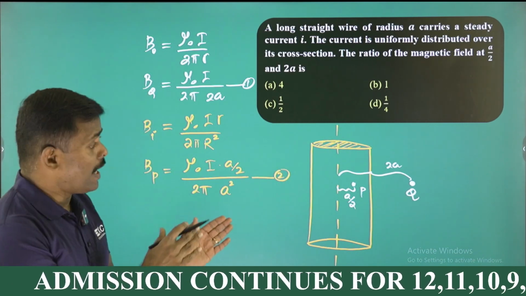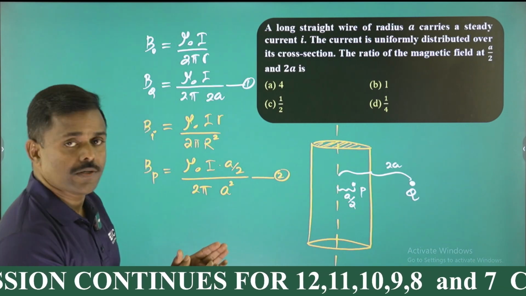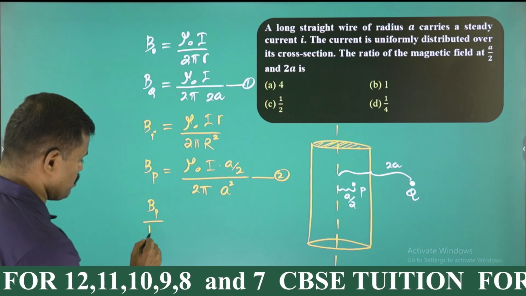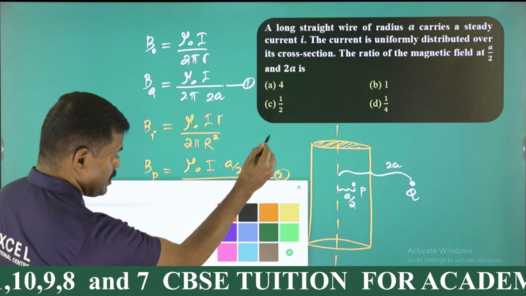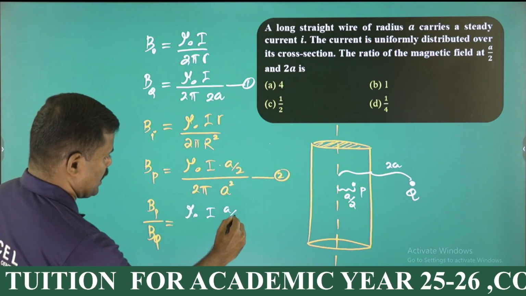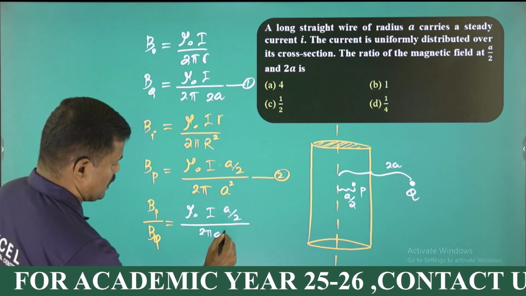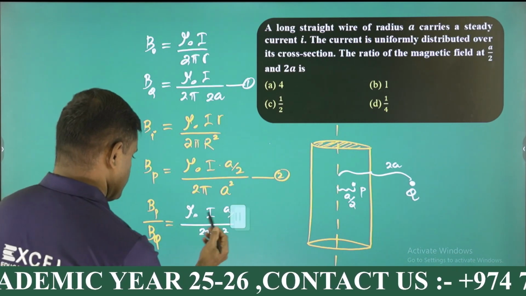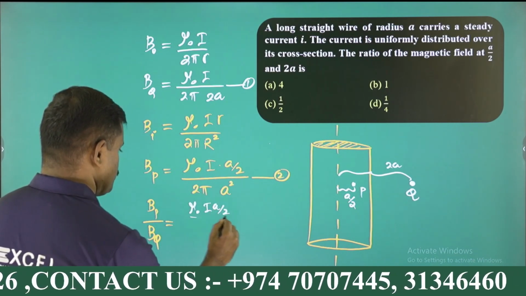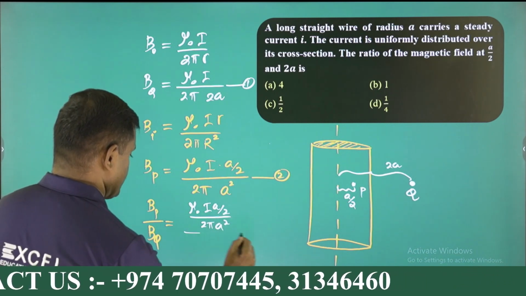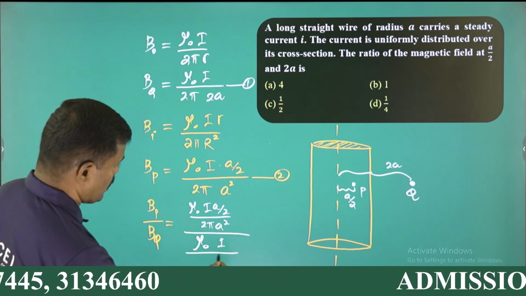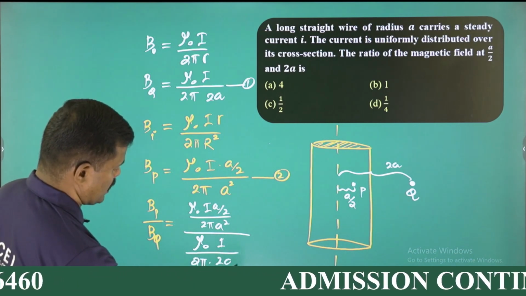Now I'm being asked to find the ratio of inside to outside, a by 2 to 2a. So inside point to outside point, BP divided by BQ. What am I going to get? Let's check it out. BP by BQ. What is BP? Mu 0 I a by 2, divided by 2 pi a square, by mu 0 I by 2 pi into 2a.